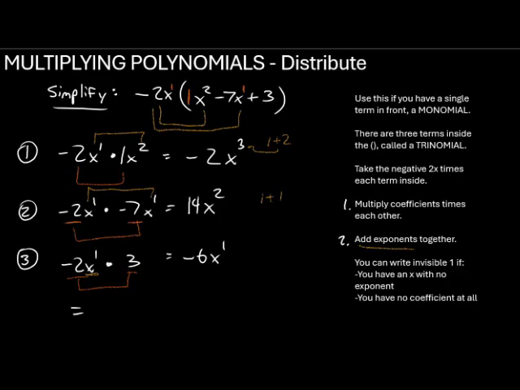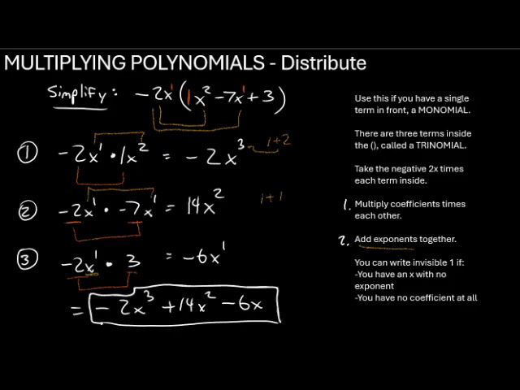Therefore, our final answer is going to be negative 2x to the third plus 14x squared minus 6x. If you want to write x to the first there, that's okay, but just remember that negative 6x means the same thing. This is how we handle situations where we have a monomial times something with more terms like a trinomial.